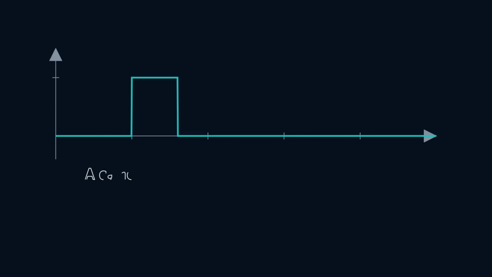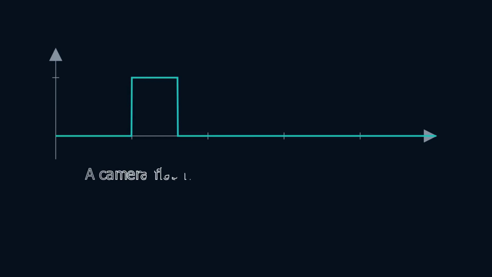Last episode ended with a triumph and a catch. Fourier series can build any periodic signal from spinning circles. But look at this, a single pulse. It happens once. It never repeats. It has no period.